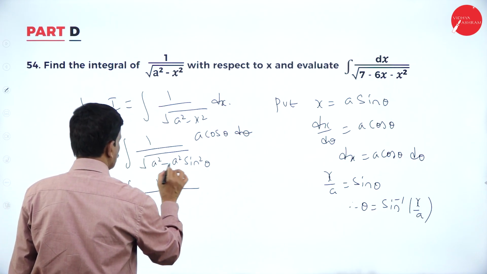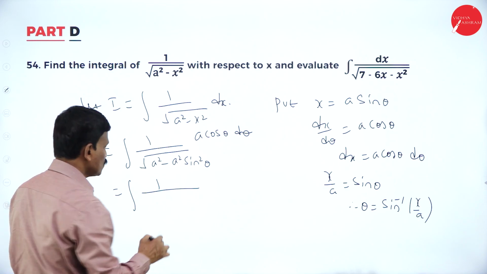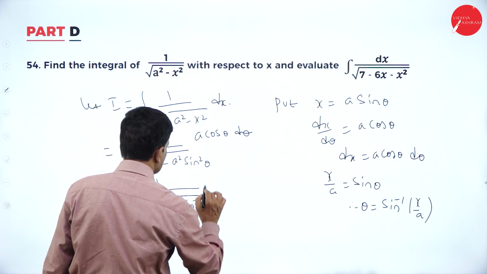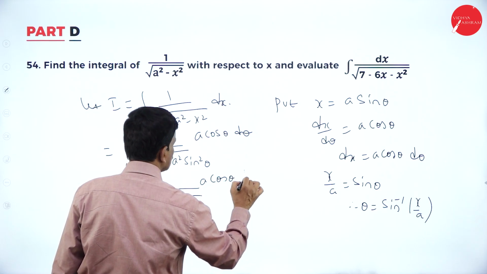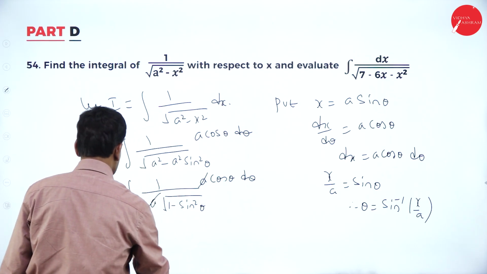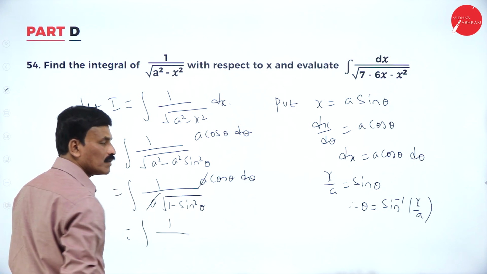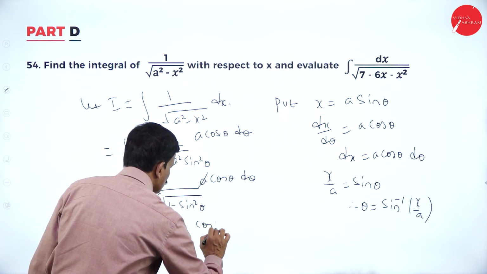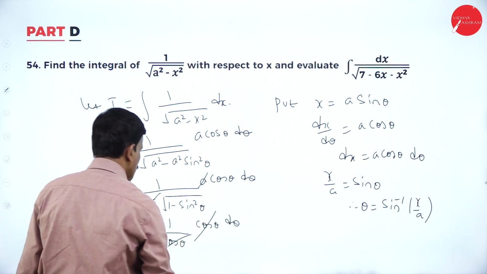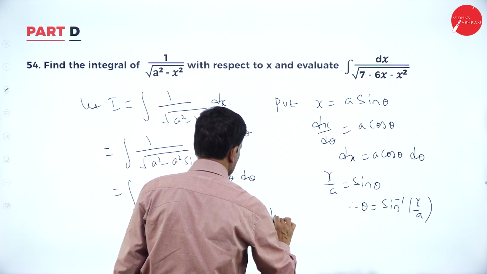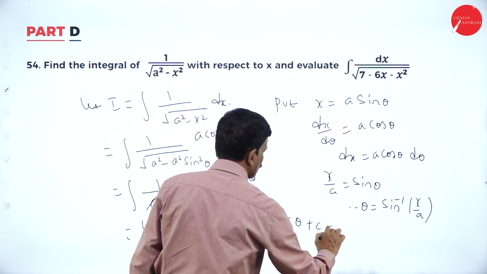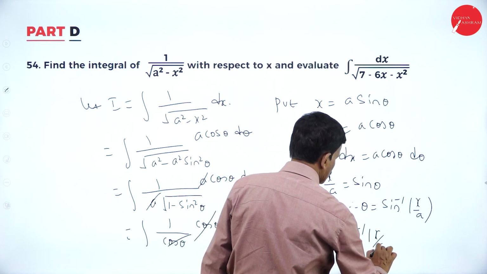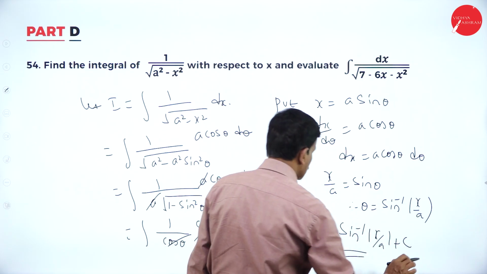1 over root of a square, take a square common factor, root of a square is a, into root of 1 minus sin square theta, into a cos theta d theta. A gets cancelled. 1 over root of 1 minus sin square is cos square, the square root gets cancelled. We have cos theta into cos theta d theta. Anyway, cos and cos get cancelled. Integration of d theta is theta plus c. What is theta? Sin inverse x by a. Sin inverse of x by a plus c is the integrated answer.